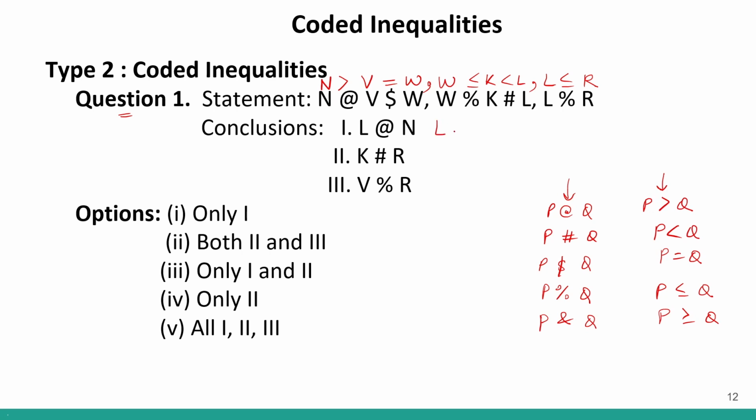So L is basically more than N, K is basically less than R, and V is basically less than equal to R. Correct? These are your codes. So what I have done? I have turned coded inequalities into direct inequalities, and now I will solve. So we will move from bigger door to smaller door.